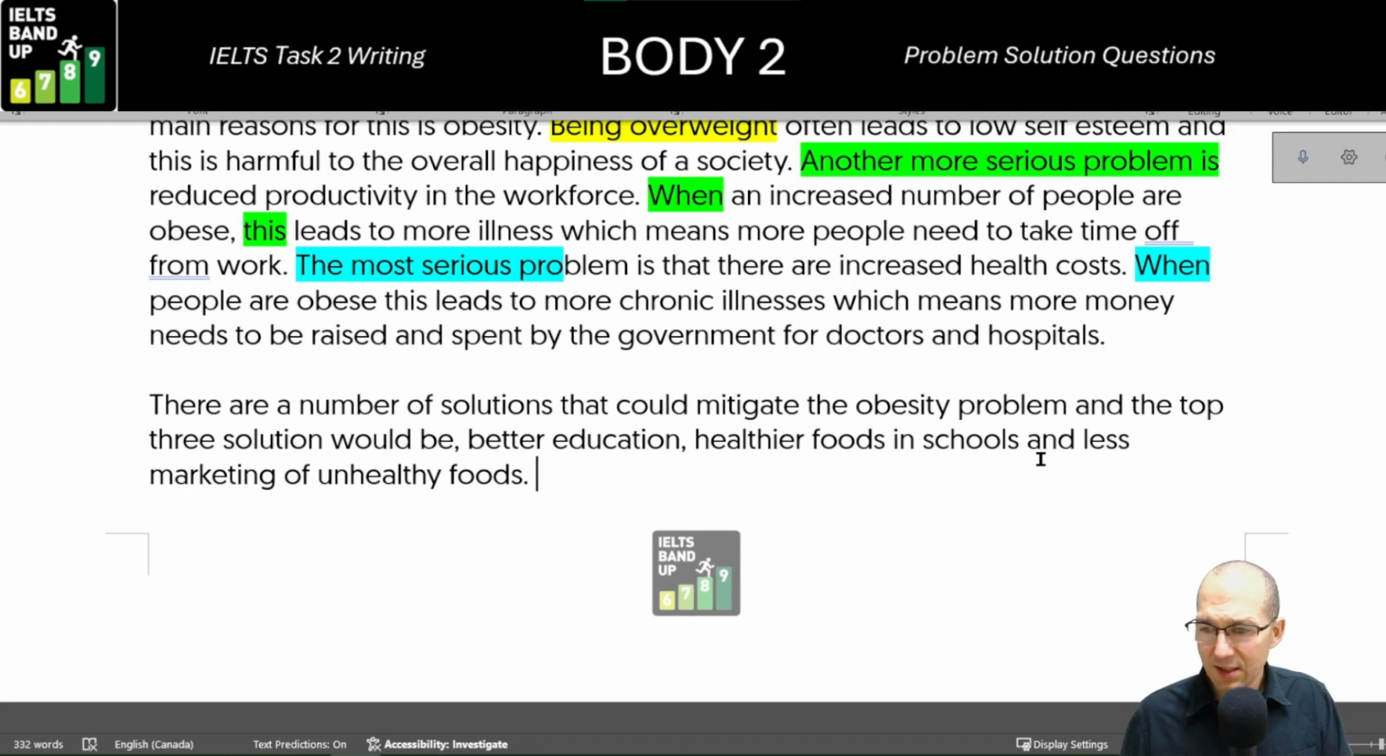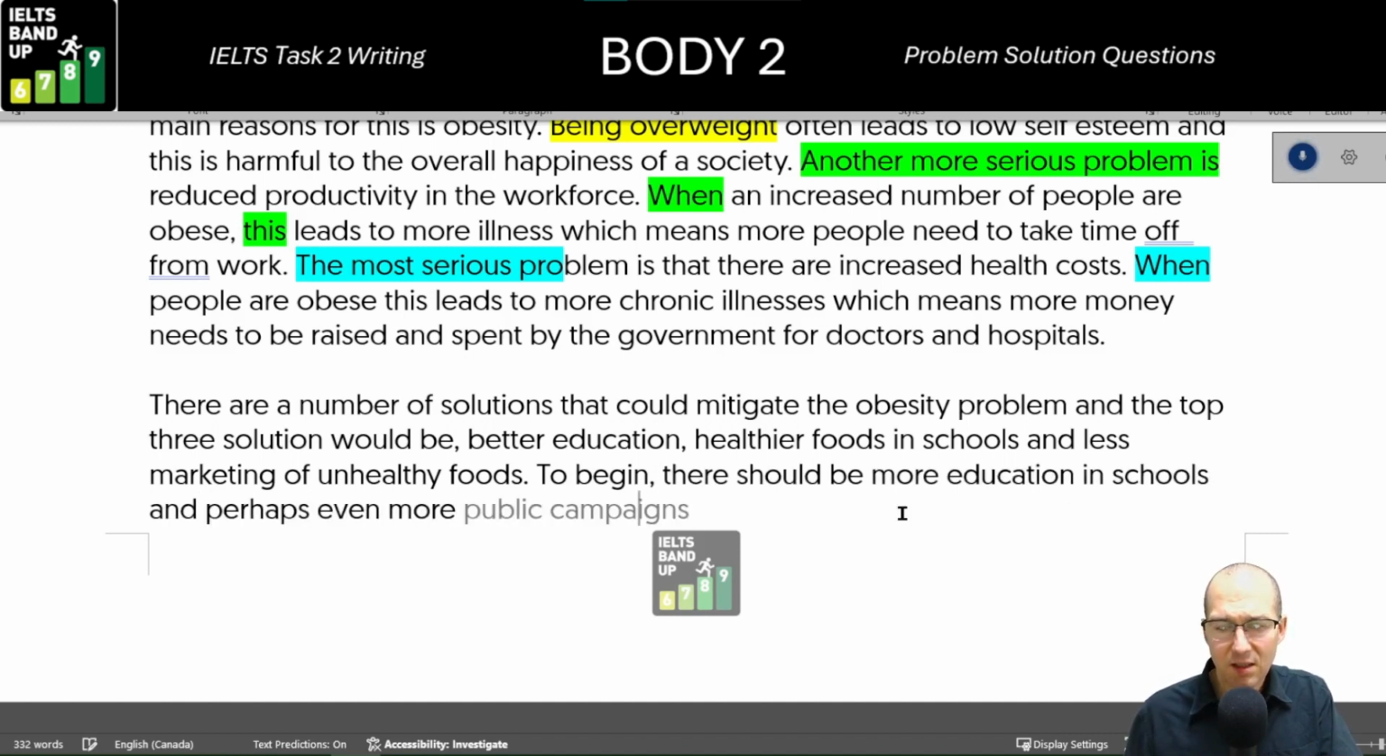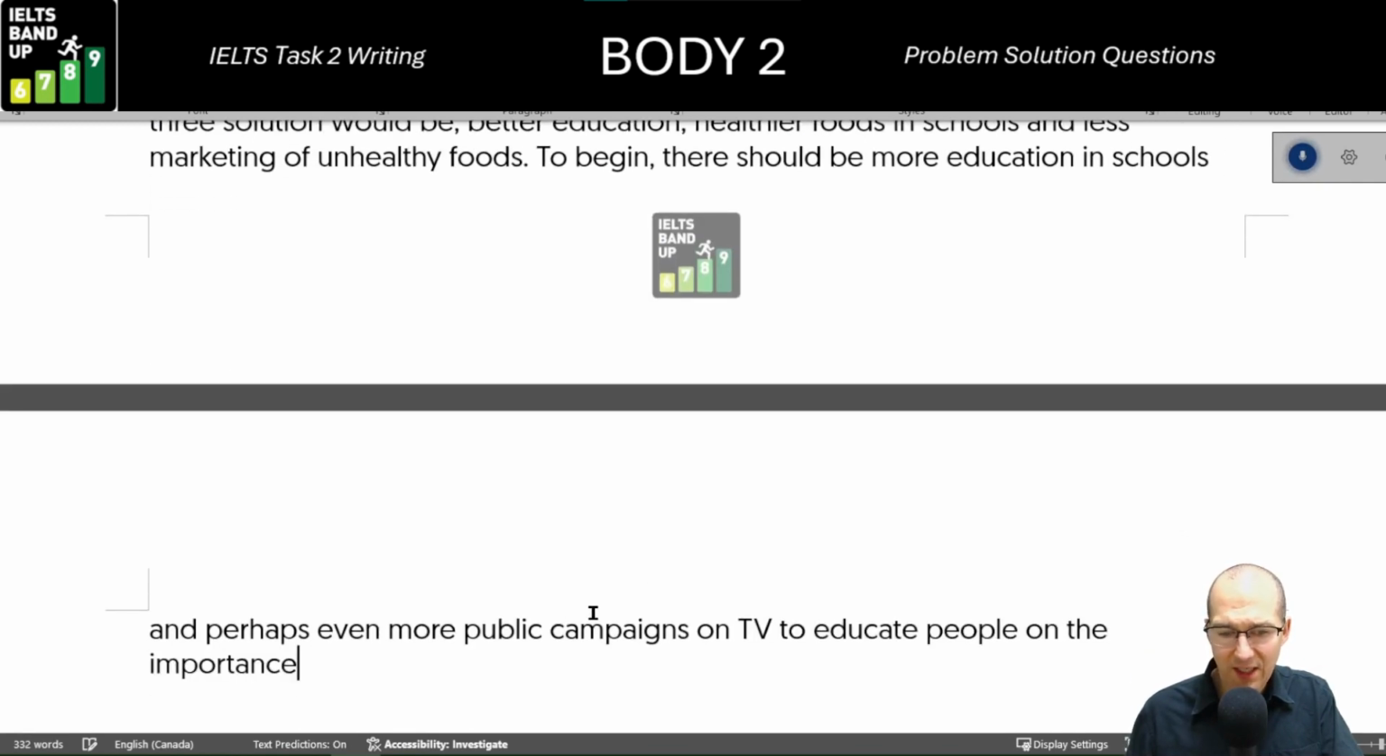All right. So let's get into that. First, we're going to talk about better education. To begin, comma, there should be more education in schools and perhaps even more public campaigns on TV to educate people on the importance of eating healthy food.